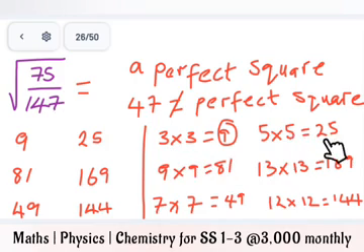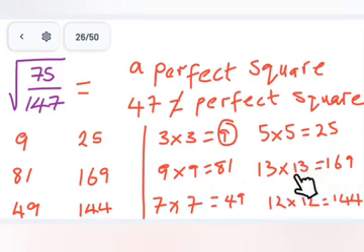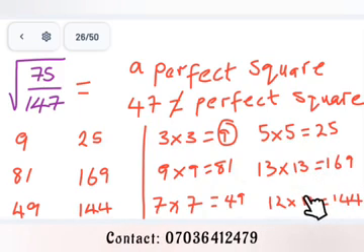The square root of 9 is 3. The square root of 81 is 9. The square root of 49 is 7. The square root of 25 is 5. The square root of 169 is 13. The square root of 144 is 12. Simply because these numbers are perfect squares. So we can just take one of the two numbers that multiply each other to get them. We can take one of them to be the square root. But for a number like 47 that is not a perfect square, we cannot take one number to be the square root. It must have a decimal point.